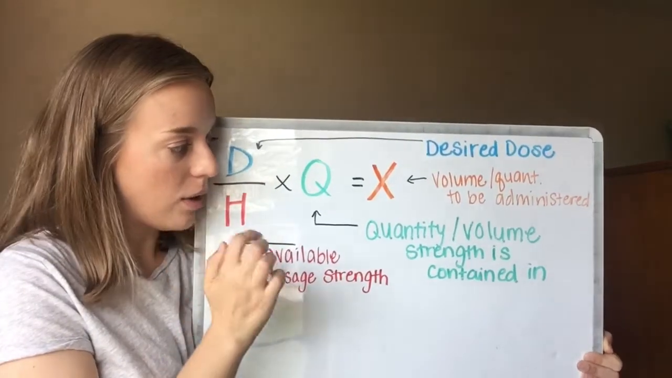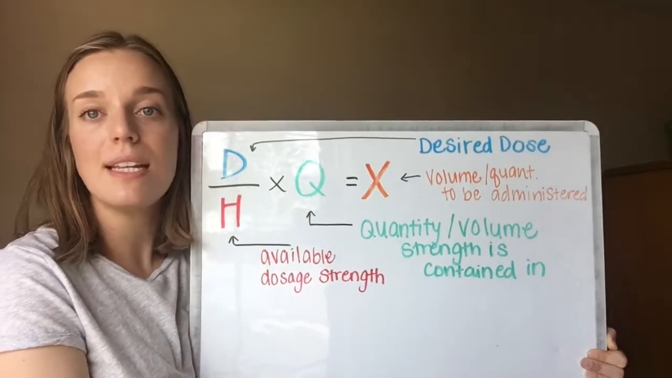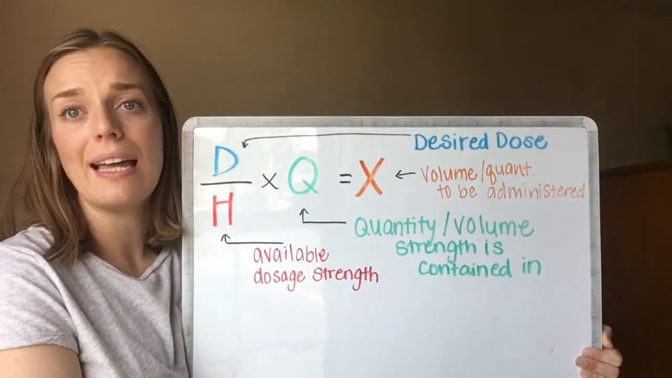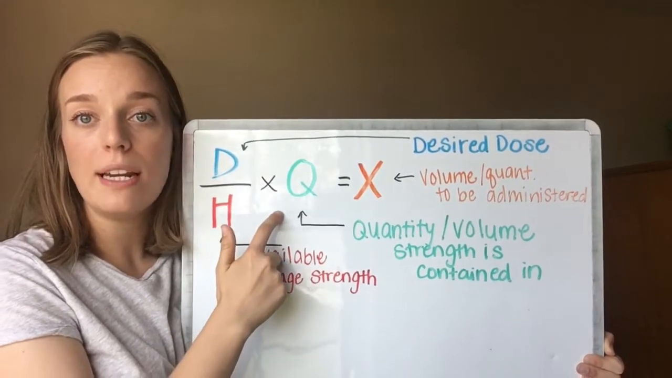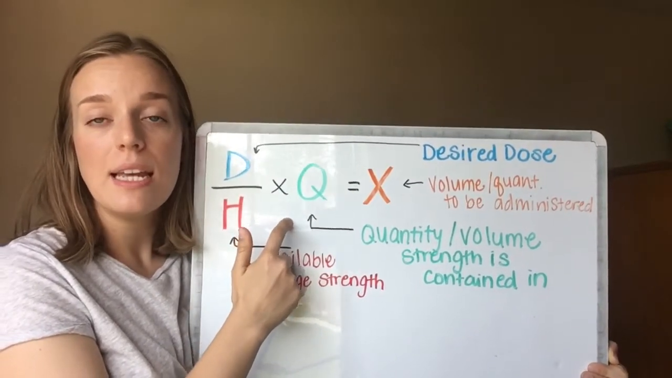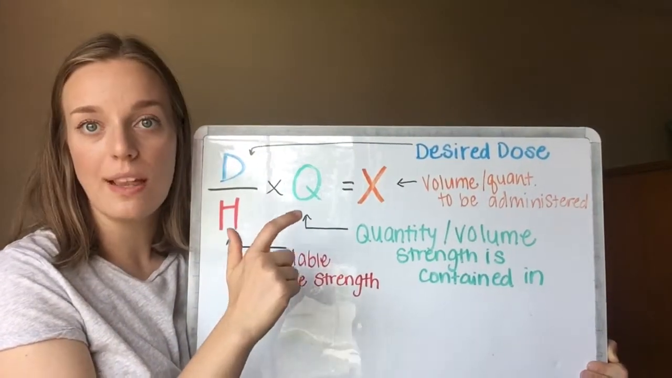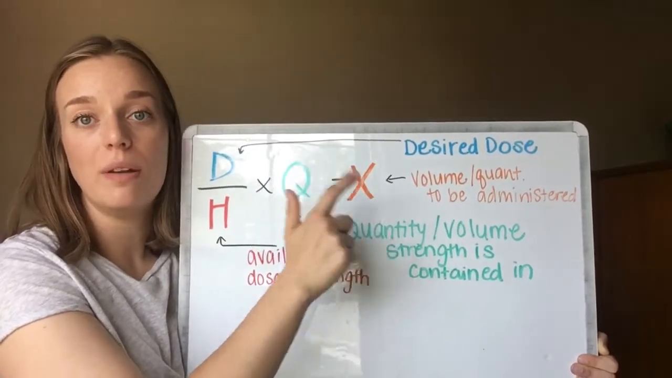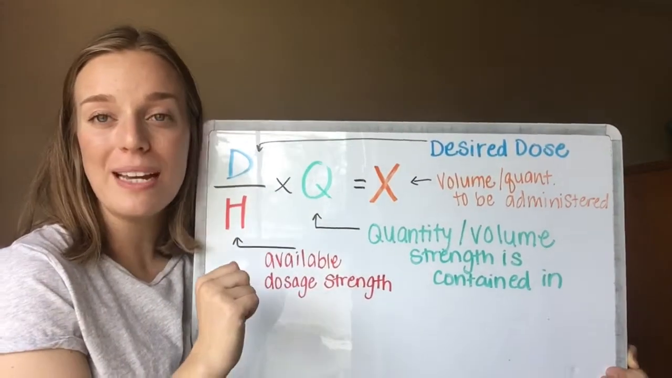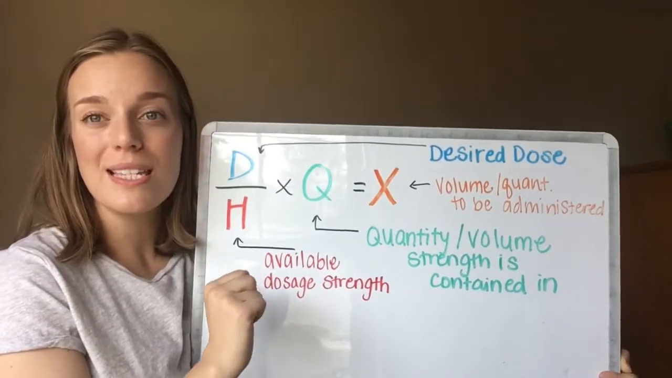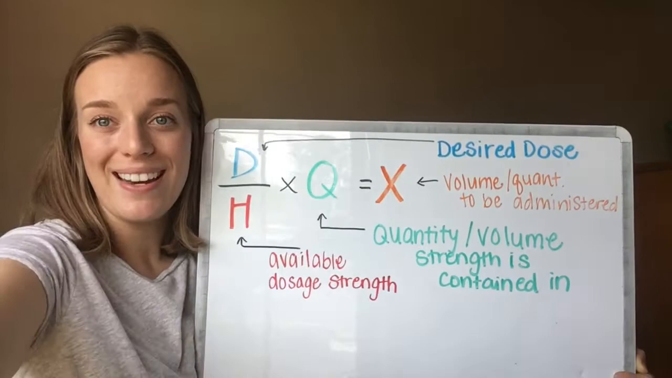So Q is our quantity or volume or strength, whatever it is contained in, whatever it comes in. Is that one tablet? Is that 2 tablets? Who knows? We've got to figure out what form it comes in. And then that is going to give us the volume or the quantity to be administered. That will make sure that that quantity will administer our desired dose. So let's practice a problem. I know that was kind of quick, but you can rewatch this if that's helpful. I believe a practice problem is always more helpful, so let's jump into that next.